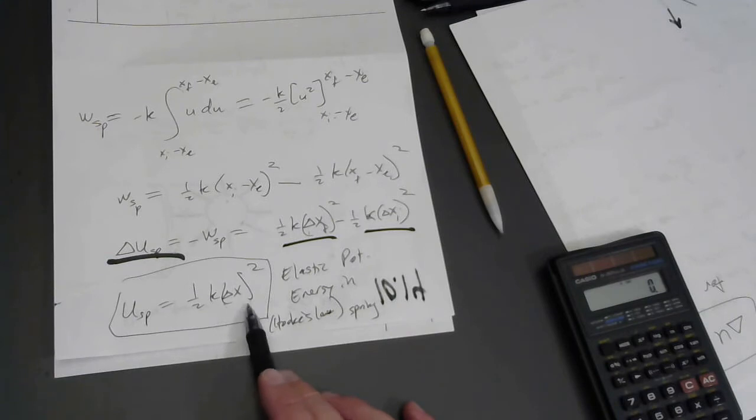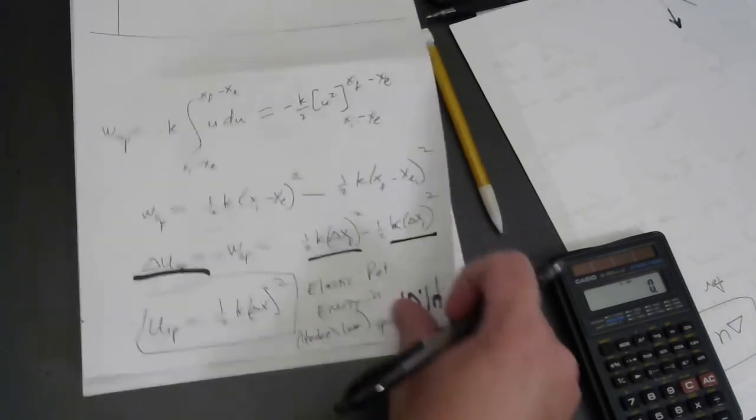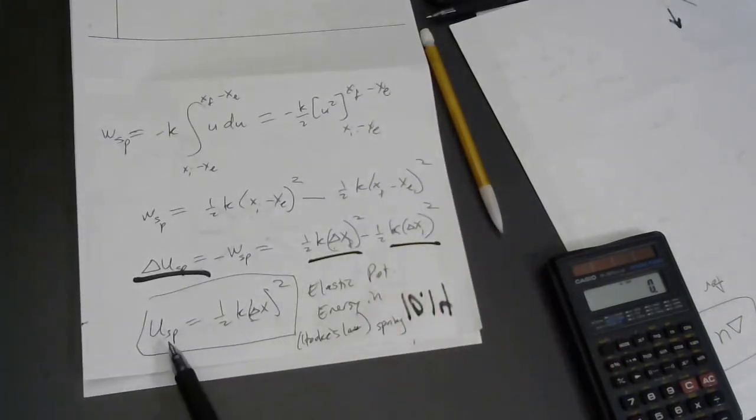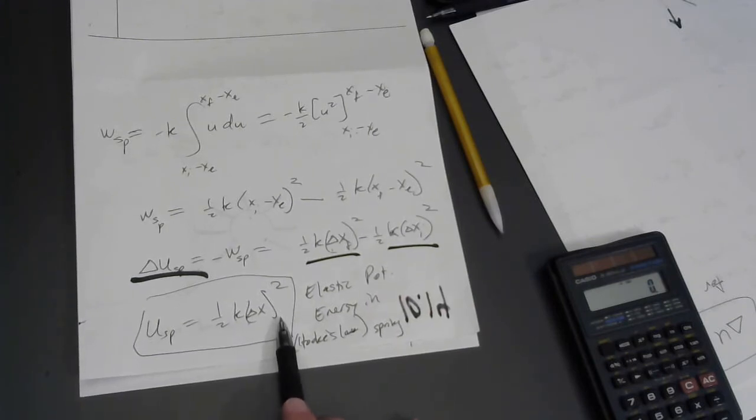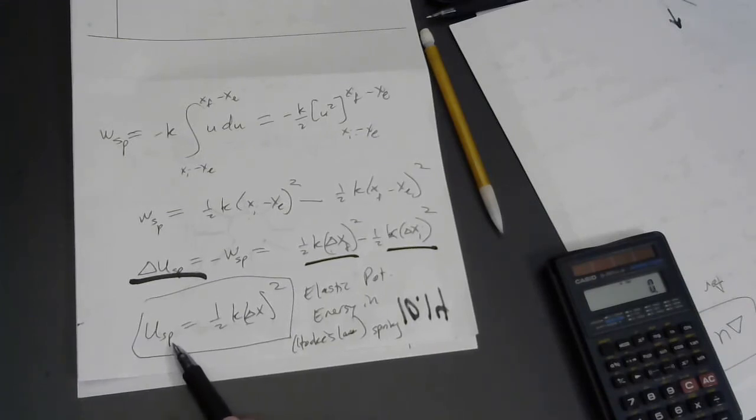You can either stretch it or you can compress it. 1/2 k delta x squared. And you could just say 1/2 kx squared if you want to abbreviate it. But notice that this formula kind of implies that if your spring, I almost said string, if your spring is neither stretched nor compressed, delta x would be 0 and the potential energy would come out 0. So the 0 point here is when it's not stretched or compressed. Totally intuitive. That's the easiest choice.